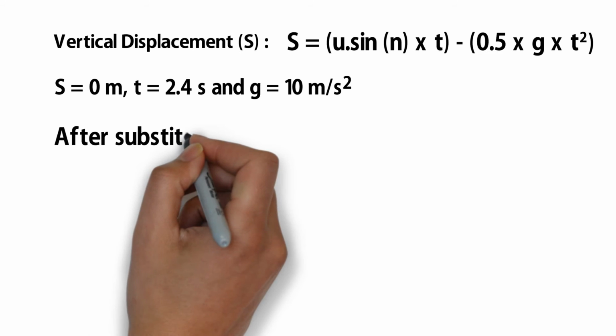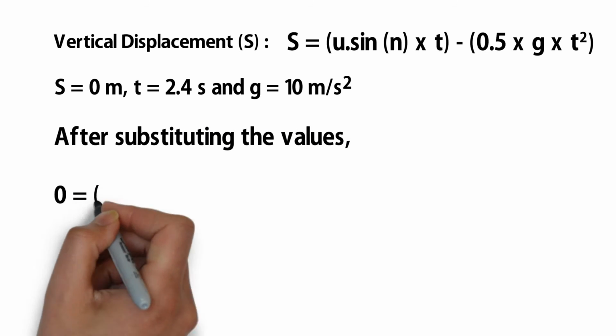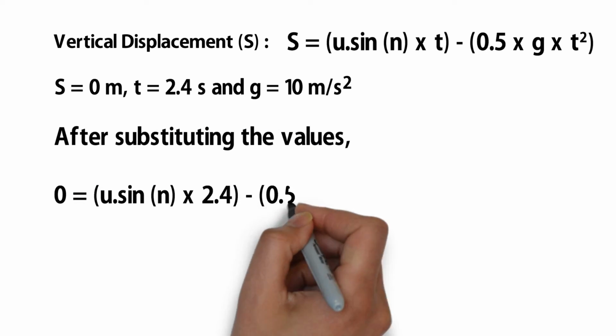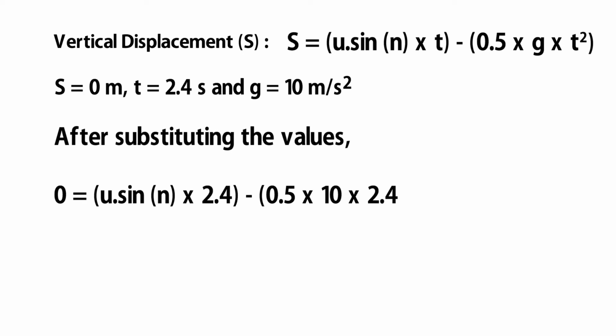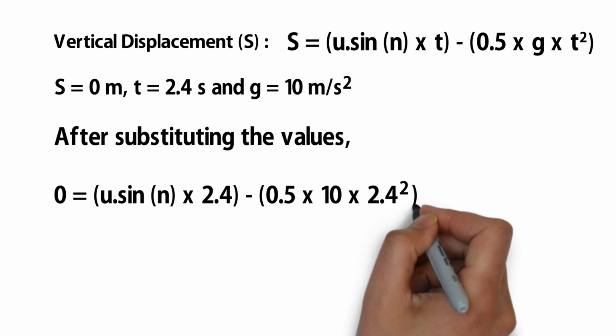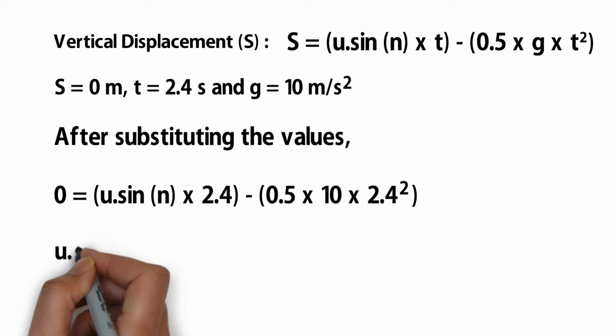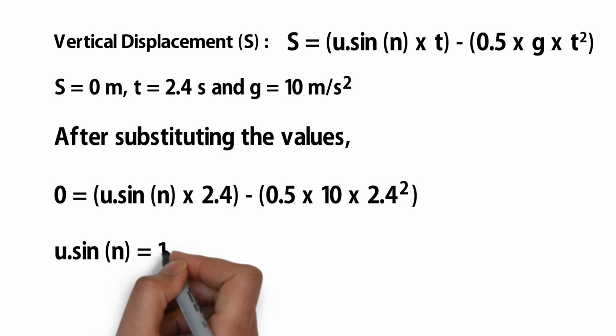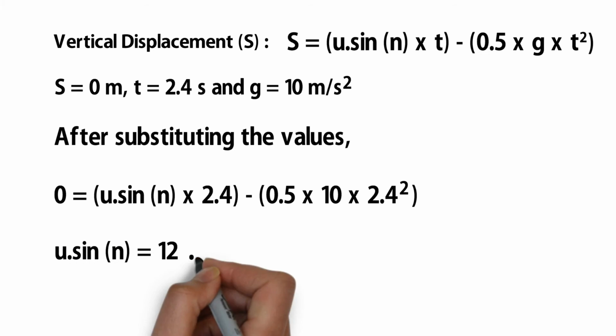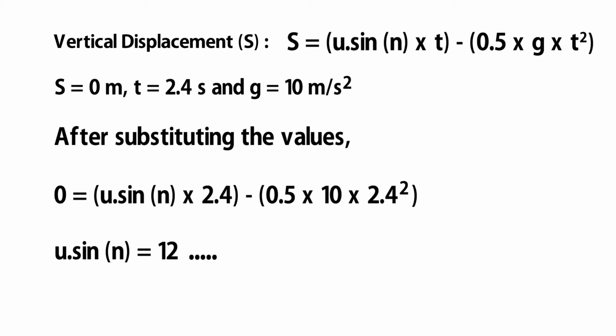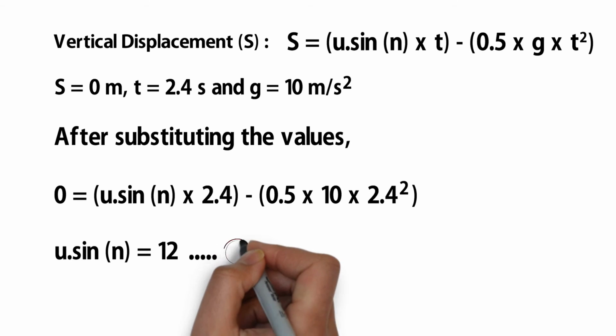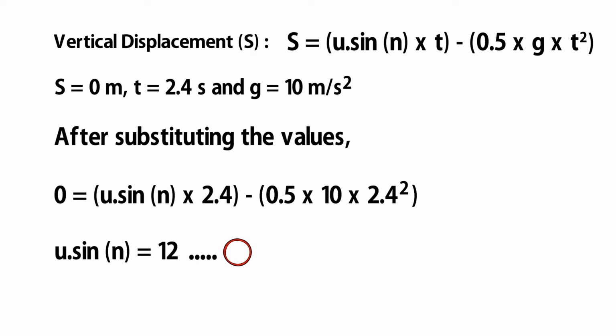After substituting the values in the vertical displacement formula, we get this equation. Simplifying this further, we should be getting u sine n is equal to 12, which is u sine theta is equal to 12. Let's call this the second equation.